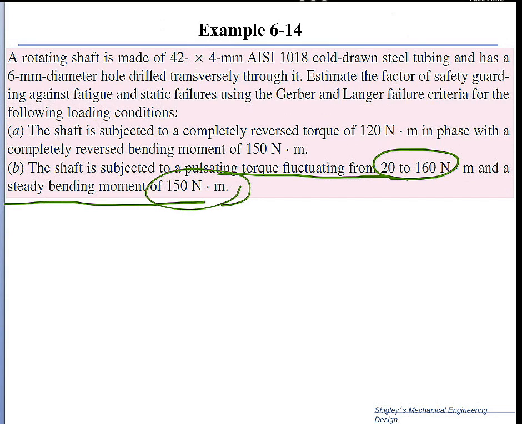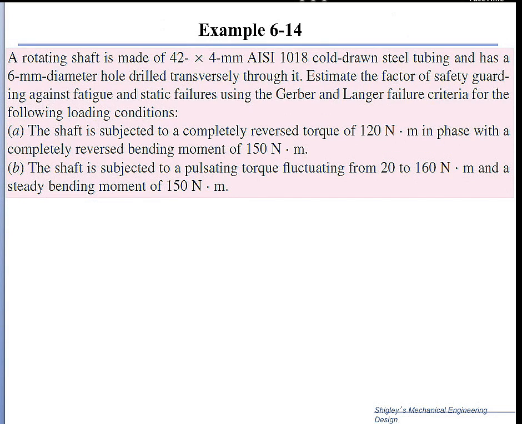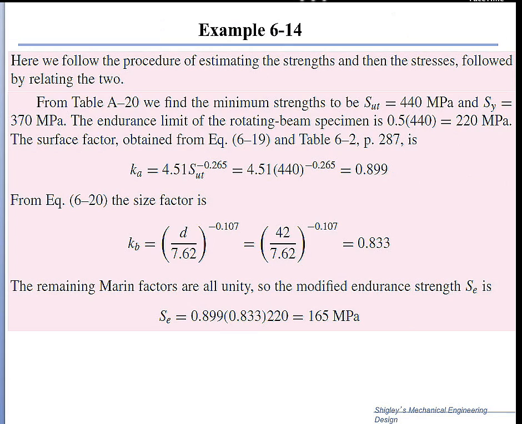In our analysis for this example, the first thing is we have to estimate SE from SE prime. In order to do that, we have to go to table A20 first and find the ultimate strength for IC 1018. That's 440 MPa, and the yield strength of 370, because these are the two numbers we need. The endurance limit will be half of the ultimate, so it'll be 220.